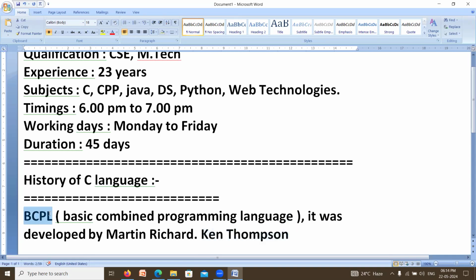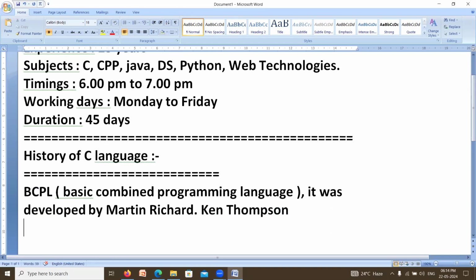at the time of development of BCPL, you know, software or a programming language will be developed on a computer. Every computer will have an operating system. At that time, they had an operating system called DOS. Now it is called command prompt, CMD. Actually, this DOS or command prompt is an operating system. It is a single user operating system.